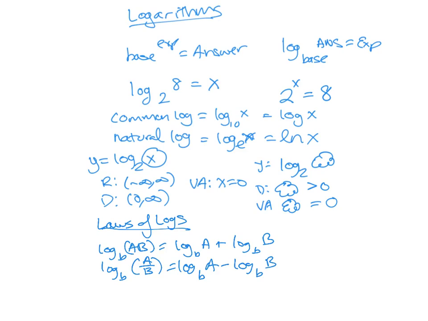And the very powerful one, the third, is that if everything inside a log is raised to a power, that exponent can come out down in front. This is powerful because one way to solve for a variable in the exponent, if you can't make the base the same on both sides, is to take the log of both sides.